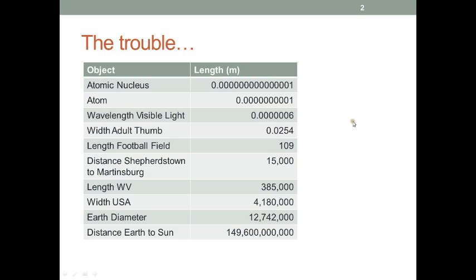So here is the trouble. Physics covers everything from very, very small distances in this case to very, very large distances. So look at all those zeros in front of the atomic nucleus. And there's almost as many zeros after the 1 in the distance from the Earth to the Sun. And everything in between.